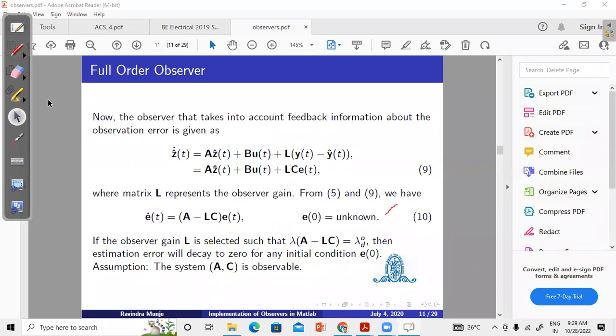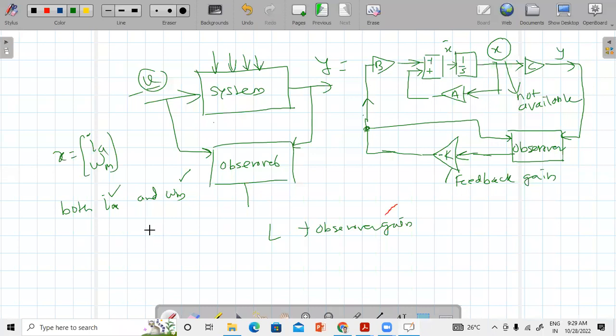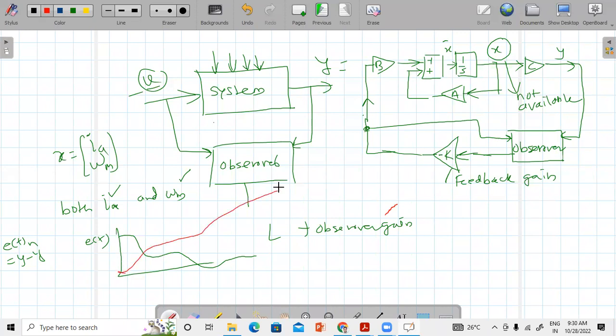When I say estimation error should go to 0, that means something like this: this is e of t. And what is e of t? Y minus Y cap. The actual value minus the estimated value should go to 0. Then only can we say that the system is effectively observing or calculating the value. And if it is not going to 0, then probably the observer is not working properly. If it is increasing, then the observer is not working perfectly.